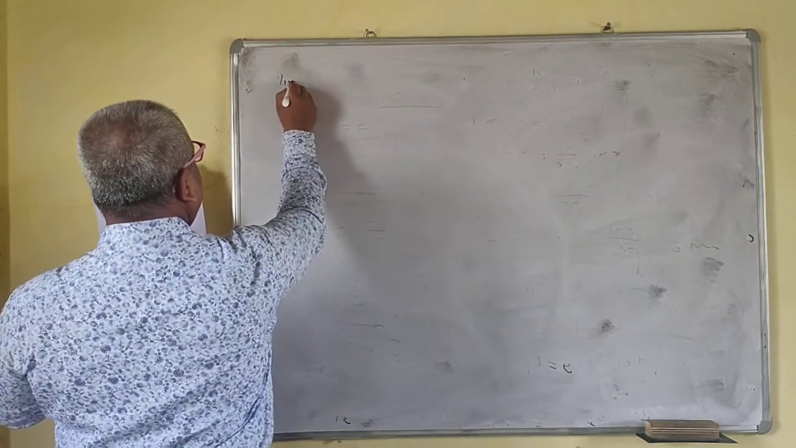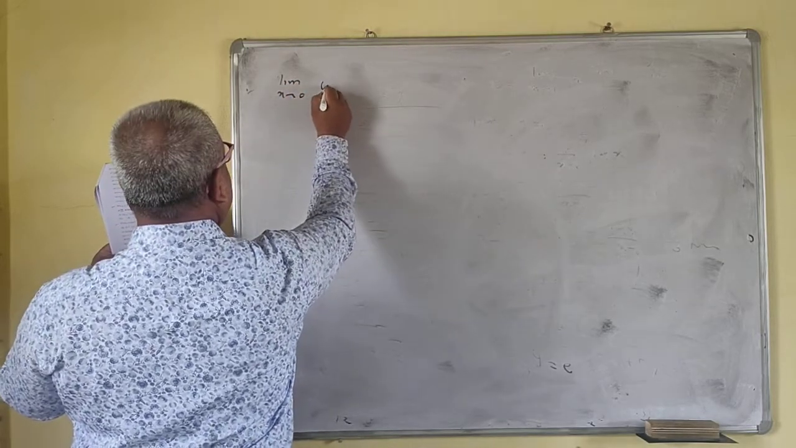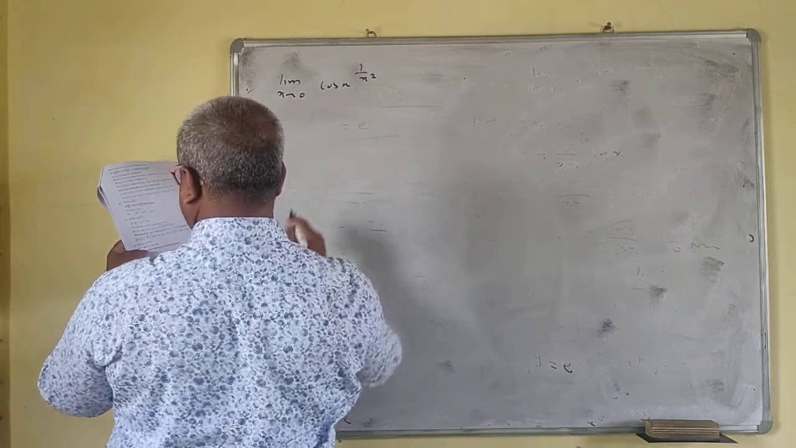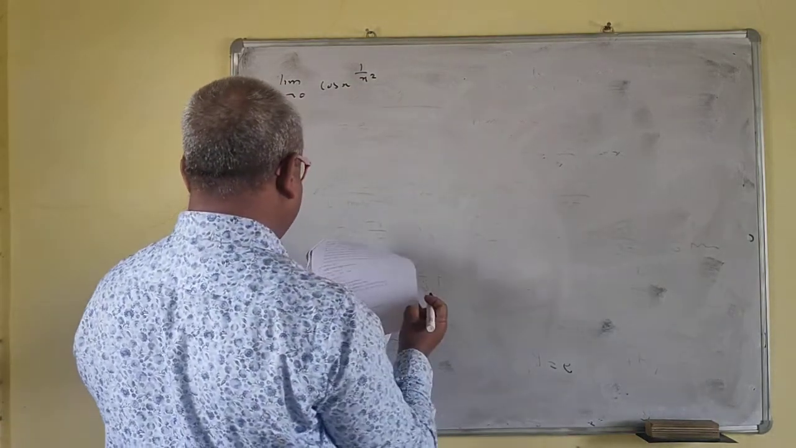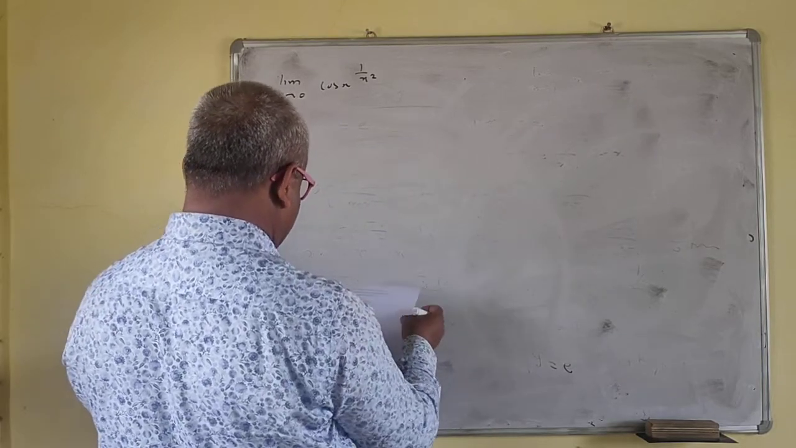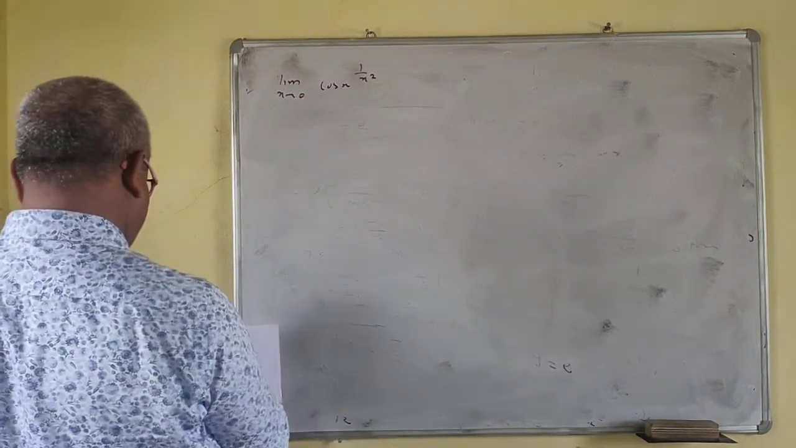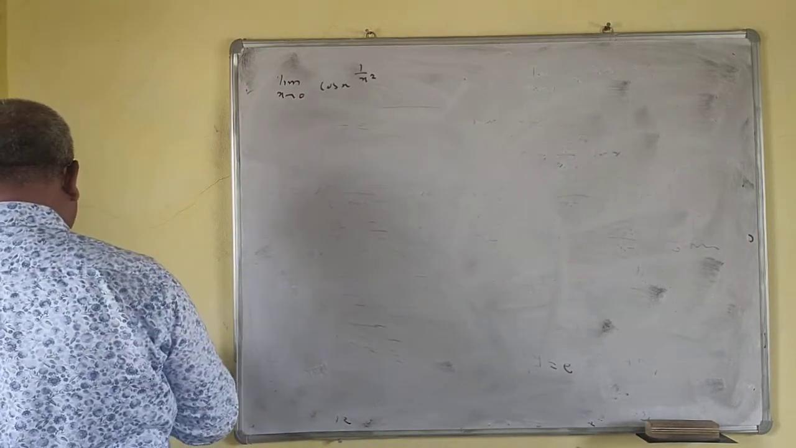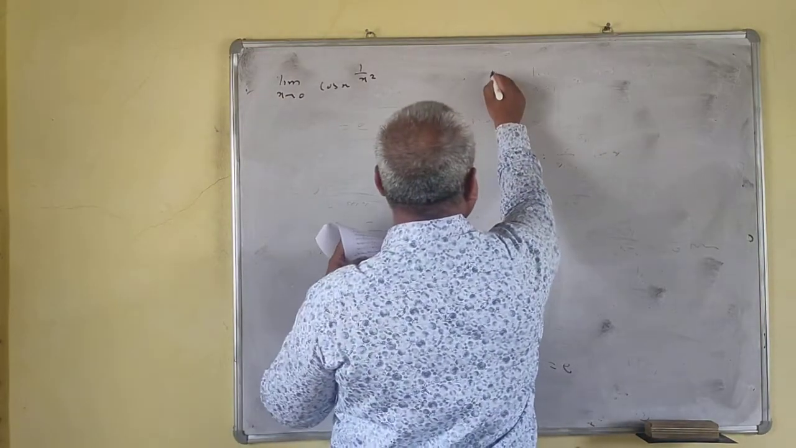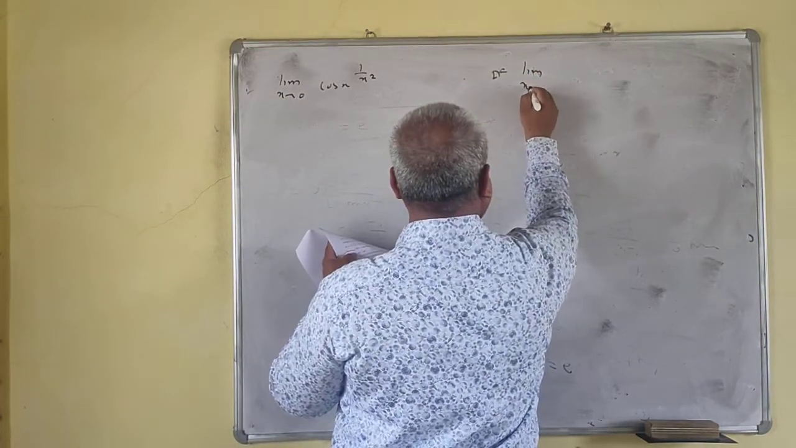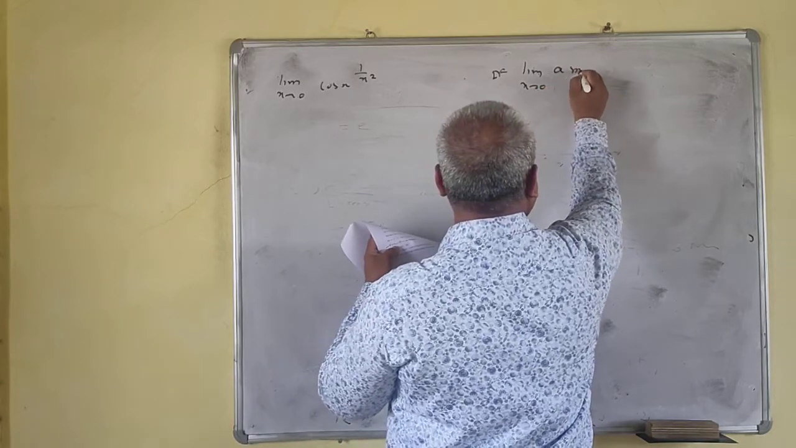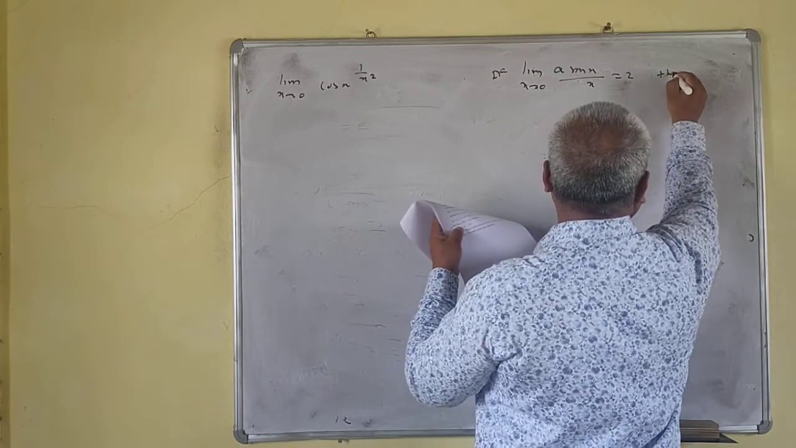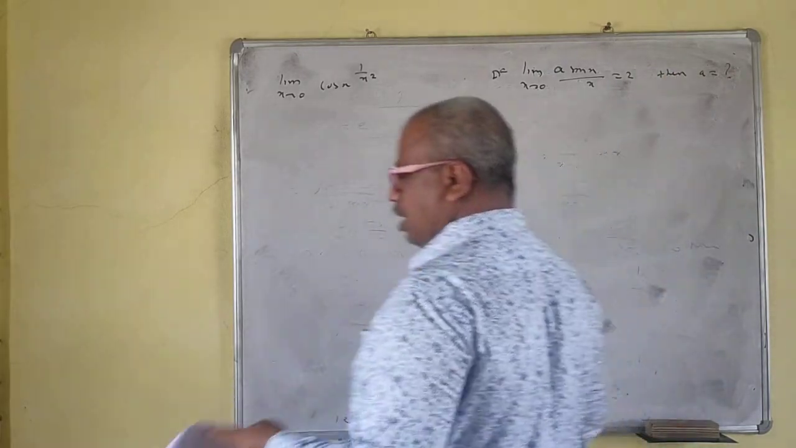Limit x tends to 0 of cos x to the power 1 by x square. Okay, so this limit we will evaluate. So one more limit: if limit x tends to 0 of a sin x upon x is equal to 2, then a is equal to what? Okay, so we'll solve this too.